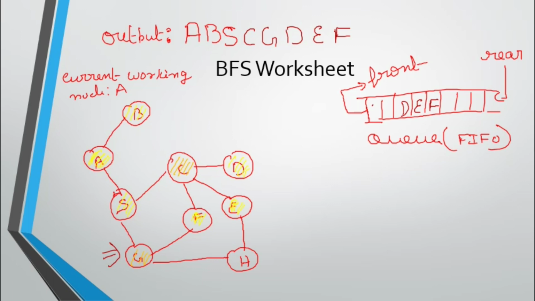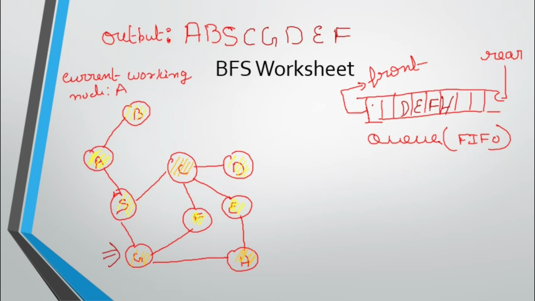Remove the G from the queue. Now from G, all other places are visited, so I am not writing those, that is F and S. H is not visited, so H you need to put into the queue, and mark.